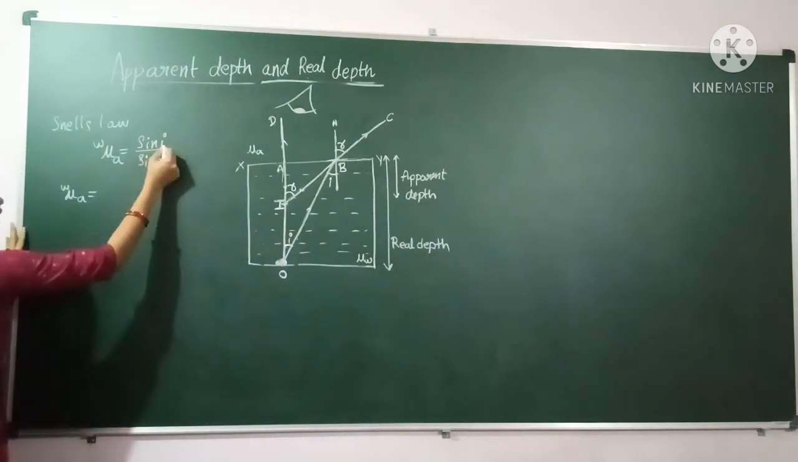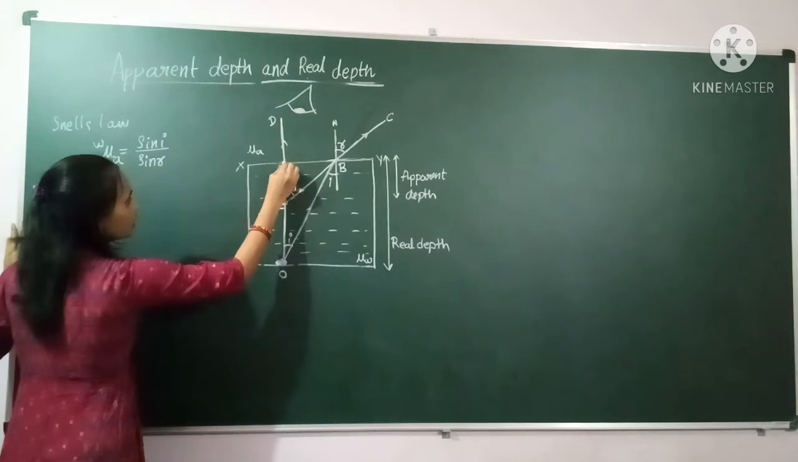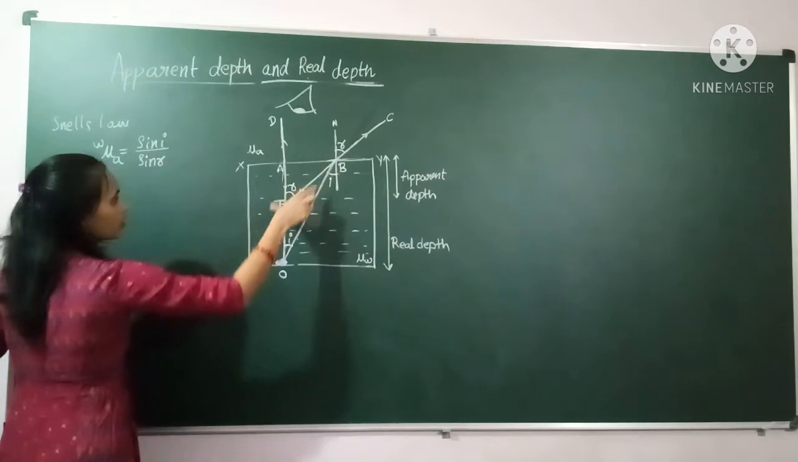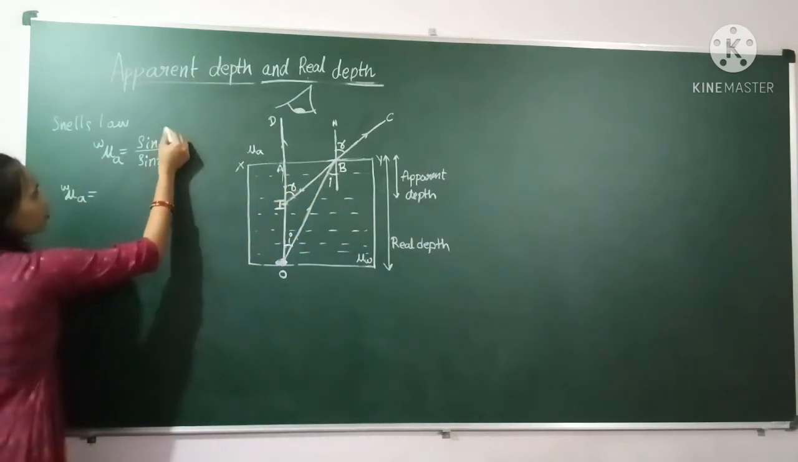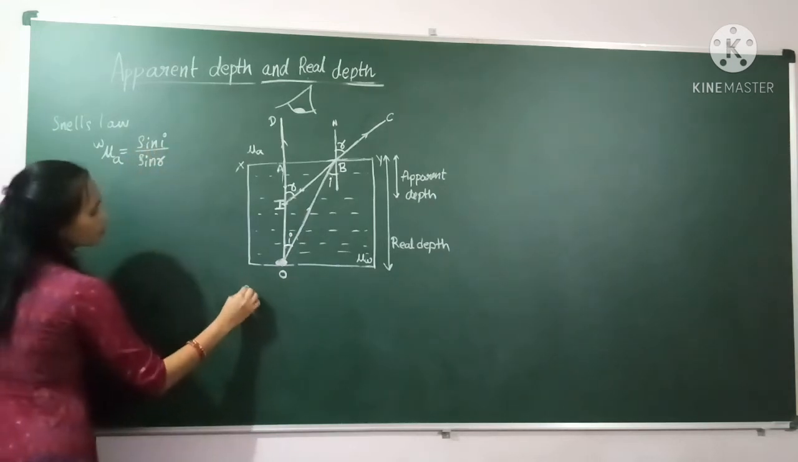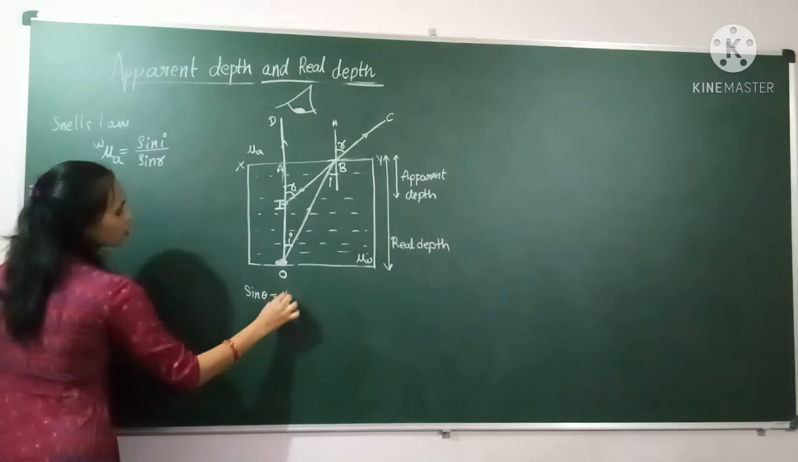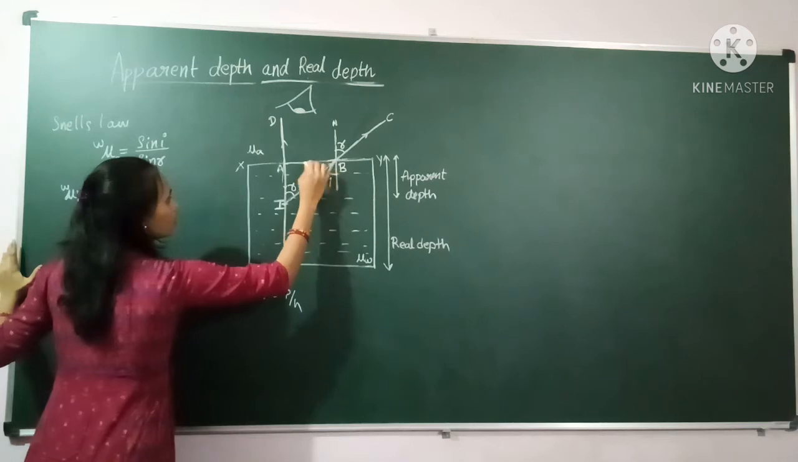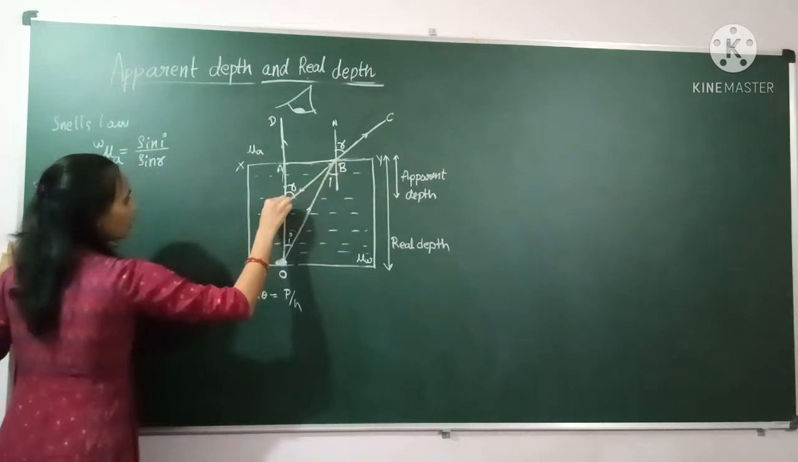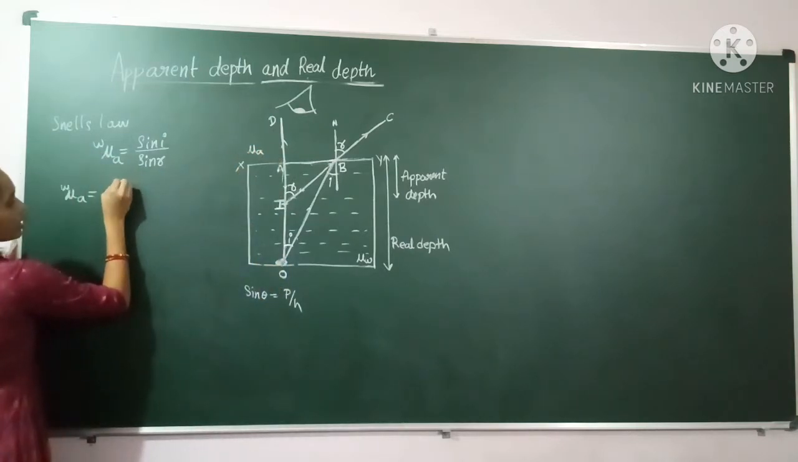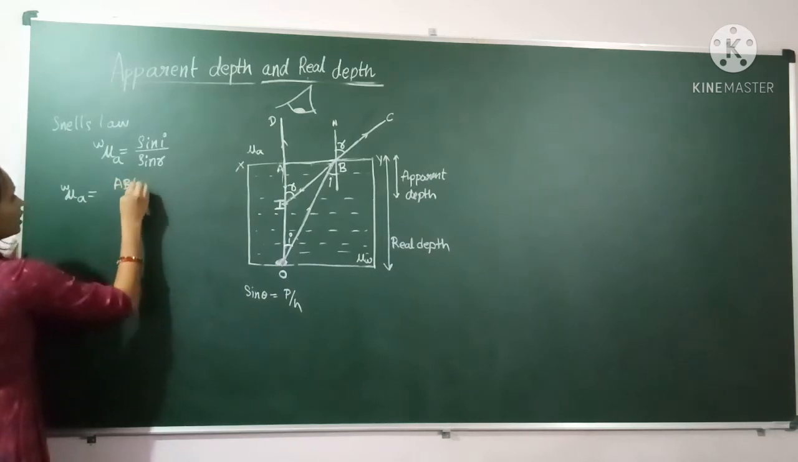Now to calculate this sin i value, we will take this triangle ABO. Why are we taking this triangle? In this triangle we can apply the Pythagoras theorem and find out this sin i value. For that, our sin theta formula is what? Sin theta is equal to perpendicular by hypotenuse. So perpendicular is AB and hypotenuse is BO, so sin i is AB divided by BO.